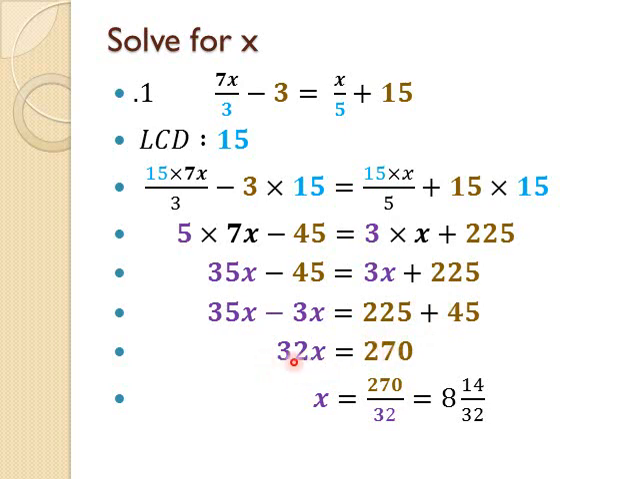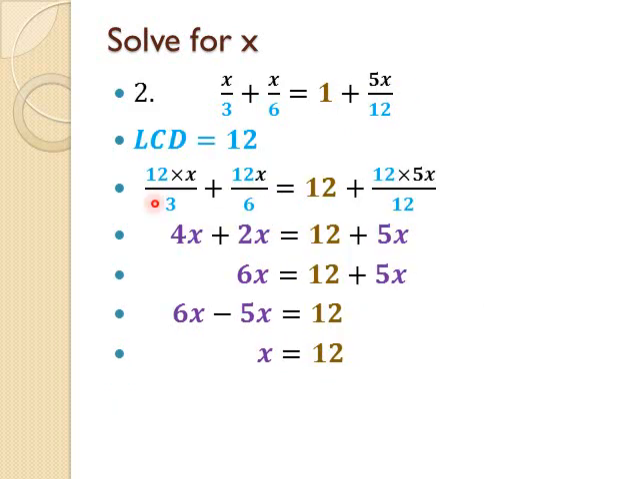Always divide by the coefficient of x. So x equal 270 divided by 32. You can leave as that, or can express as 8 and 14 over 32. And if you want to simplify further, 8 and 7 over 16. Alright, so that's problem number 1. Let's look at problem number 2.